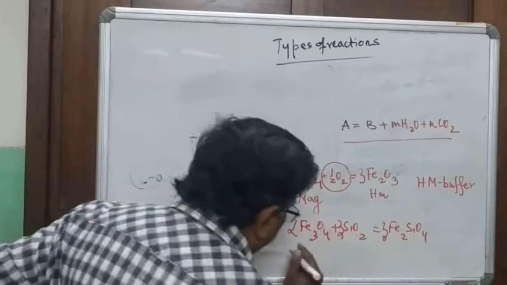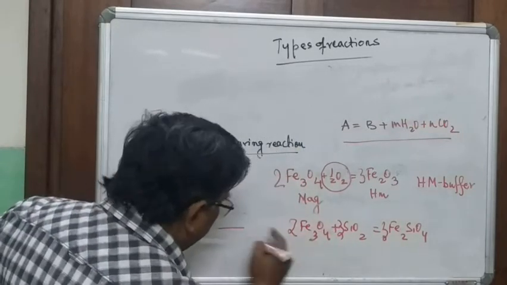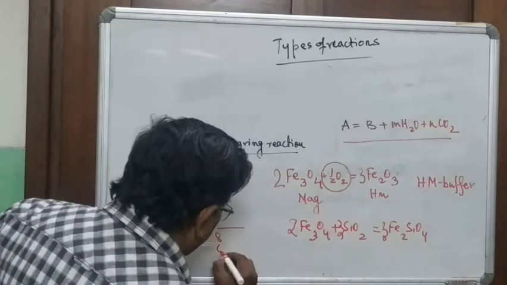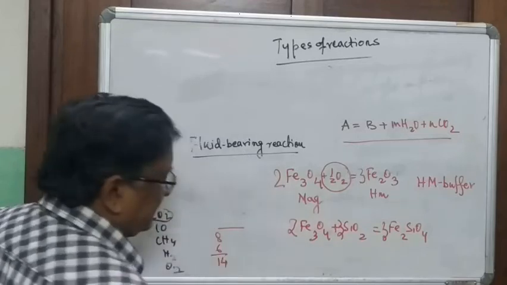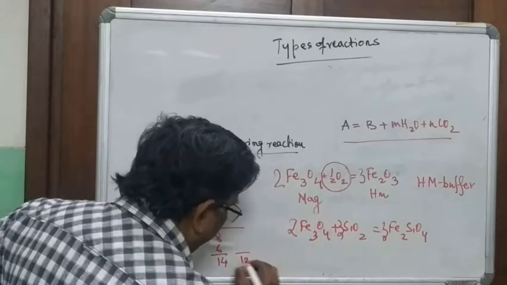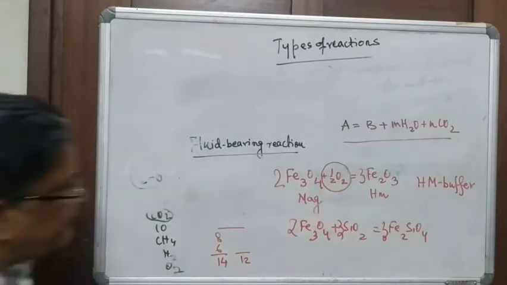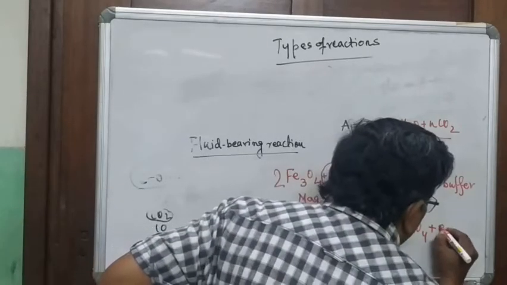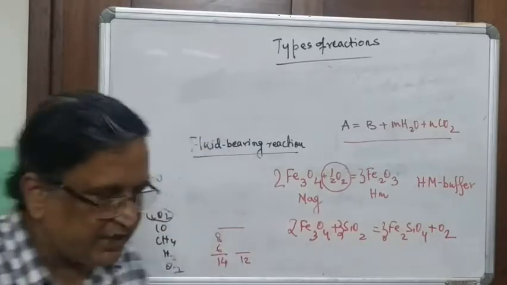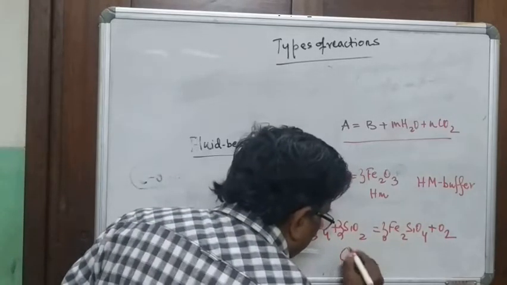But if you look at oxygen, on the left hand side, you have 8 oxygen. Here you have 3 into 2, 6 oxygen, that is 14 on the left hand side. And on the right hand side, it is 12 oxygen. So there is an oxygen left. So this is called plus O2. So this is another oxidation reaction. It's a very famous oxidation reaction.